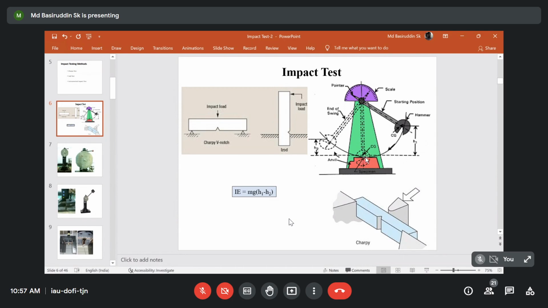Now, depending on the material's impact load bearing capacity, the h2 value will vary. h1 is fixed, but the h2 value will vary. In that way, we can measure the impact energy of different materials.